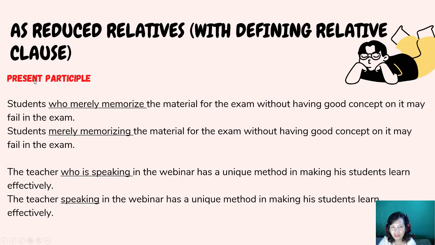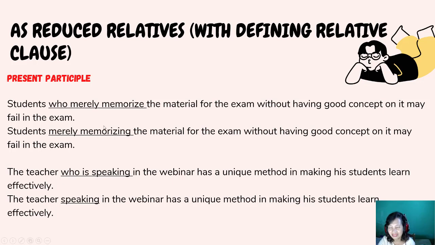Now, I will reduce this clause by omitting who and put the verb into present participle. Students merely memorizing the material for the exam without having good concept on it may fail in the exam. You have here memorizing. This is present participle. This is also present participle, having, the verb 1 plus ing. But they have different functions.